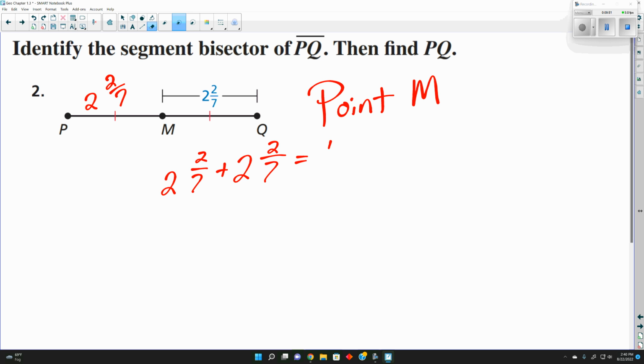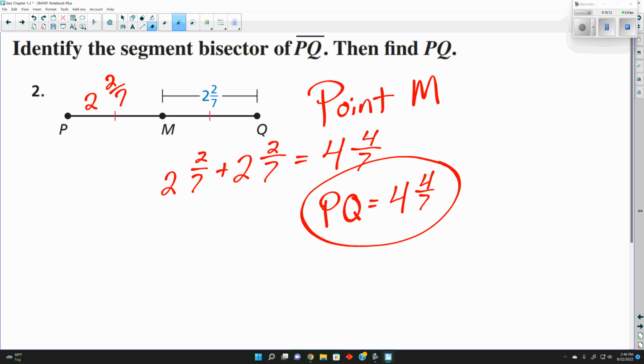Because we can add the whole numbers. 2 plus 2 is 4. And since the denominators are the same for our two fractions, we can add the numerators, the tops of the fractions. 2 plus 2 is 4. So PQ, I didn't write this one out on the last one, we can say is 4 4/7. And that's it.